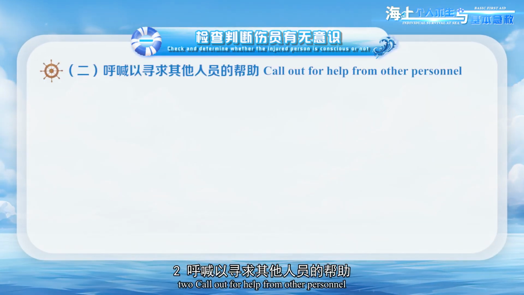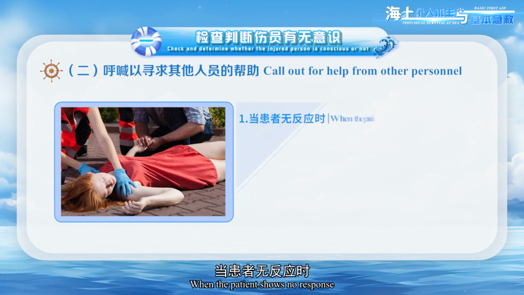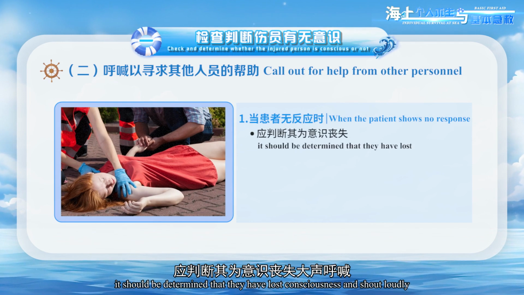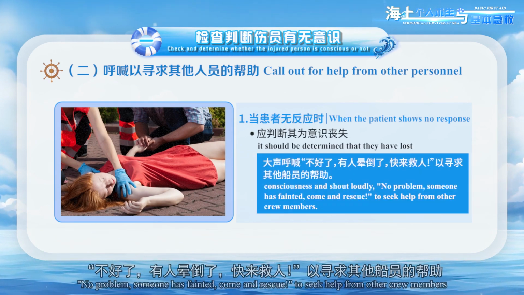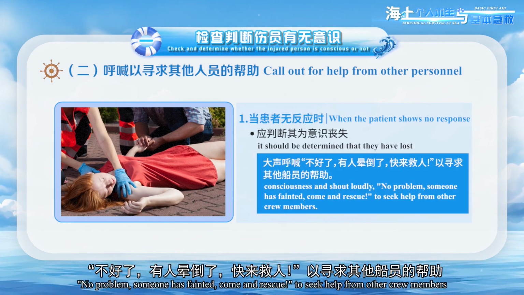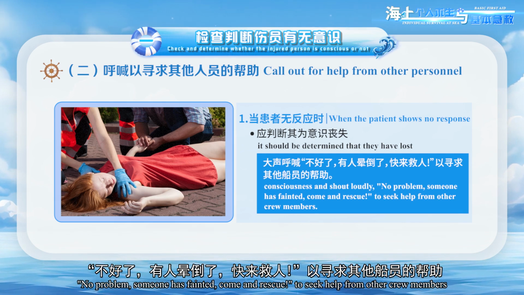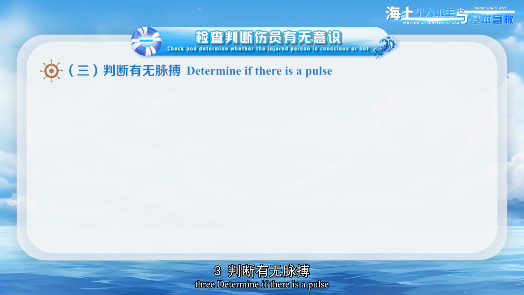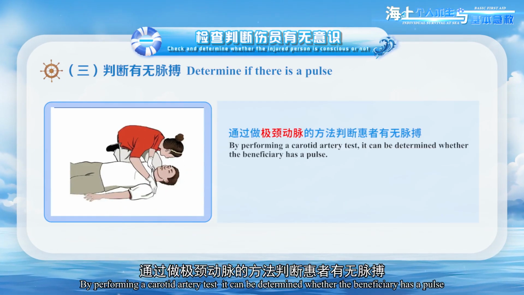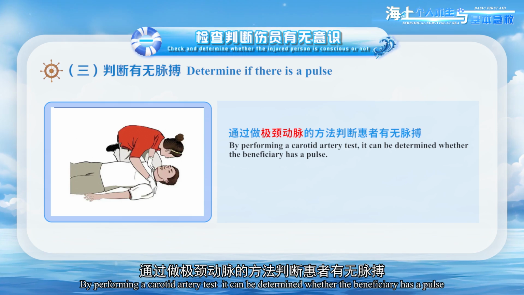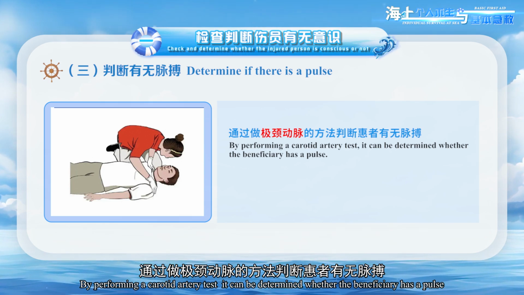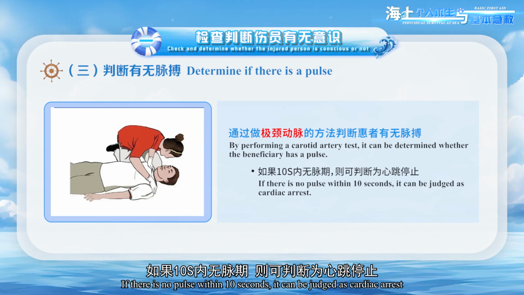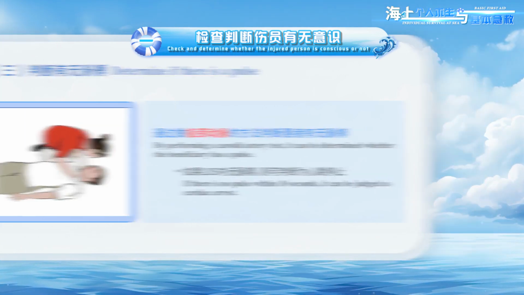2. Call out for help from other personnel. When the patient shows no response, it should be determined that they have lost consciousness and shout loudly, "Someone has fainted, come and rescue," to seek help from other crew members. 3. Determine if there is a pulse. By performing a carotid artery test, it can be determined whether the patient has a pulse. If there is no pulse within 10 seconds, it can be judged as cardiac arrest.